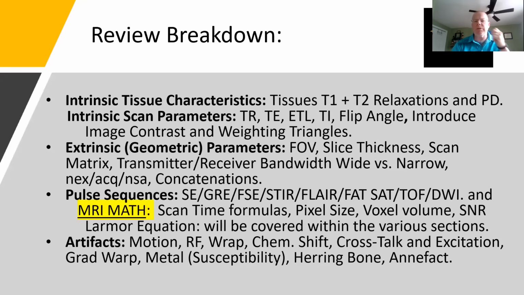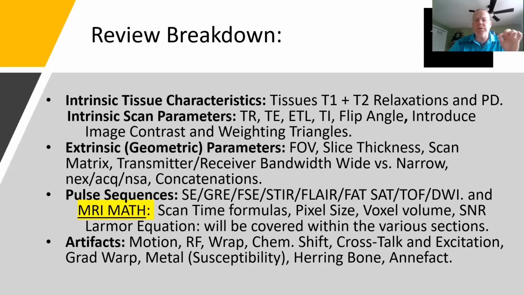So without further ado, we'll keep on going. Intrinsic scan parameters or intrinsic tissue characteristics are the T1, T2 relaxation properties, as well as proton density. And I'll go into those a little bit. Then in the same PowerPoint, intrinsic scan parameters. So don't let intrinsic confuse you. So you've got intrinsic tissue parameters, which means it's what the tissues do. MRIs make noise and babies cry. It's what they do. All right. So those are characteristics. The intrinsic scan parameters: TR, TE, echo train, TI, and flip angle.